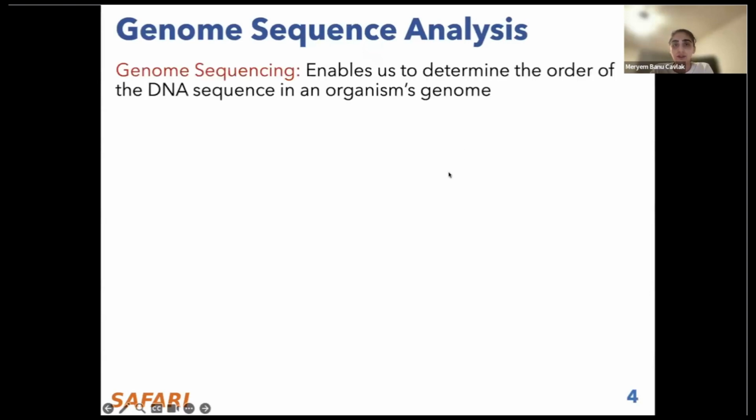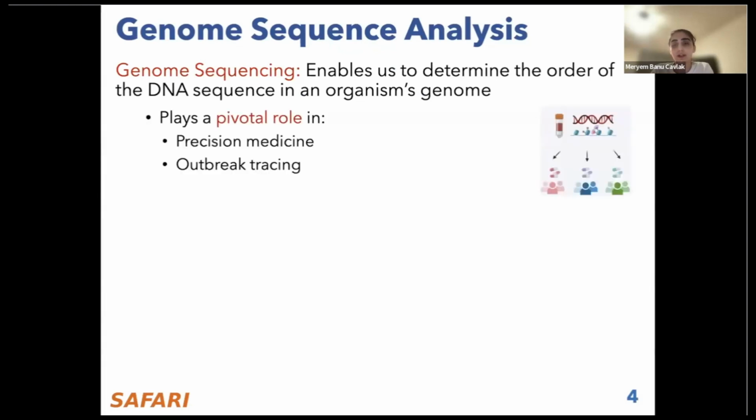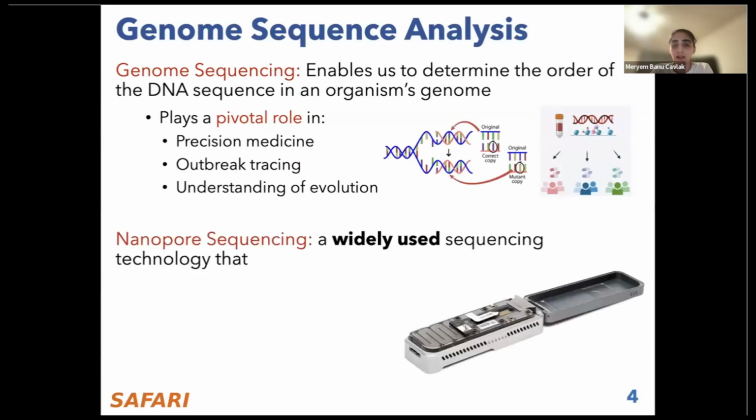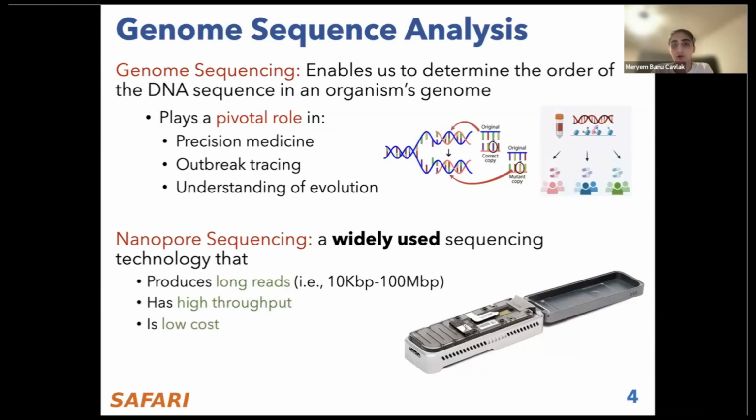Genome sequence analysis enables us to determine the content of a DNA sequence of an organism, and it's important in many areas, such as in precision medicine, outbreak tracing, and understanding of evolution. Nanopore sequencing is one such technology which is widely used, and it can provide long reads of tens of kilobases in length with high throughput and low cost.